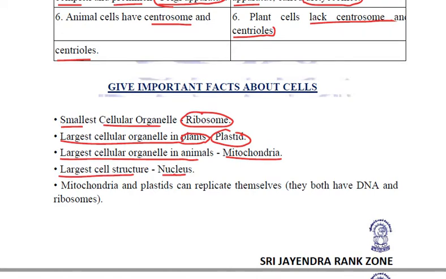And among all the cell organelles, mitochondria and plastids can replicate themselves. Why are they able to replicate themselves? Because both of them have their own genetic material, that is their own DNA and ribosomes. Ribosomes will help in protein synthesis, which will help in making the body design of the next generation of cells. And DNA already contains all sorts of information required to grow and for the metabolic activities of the cell.